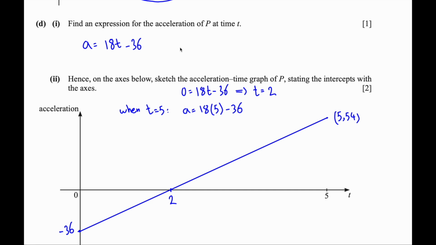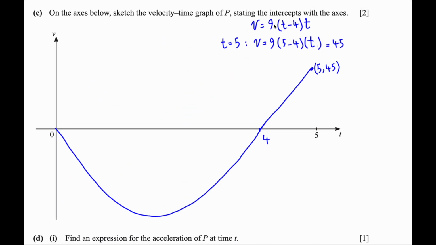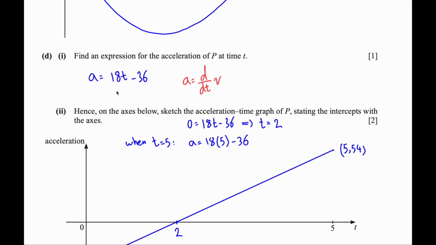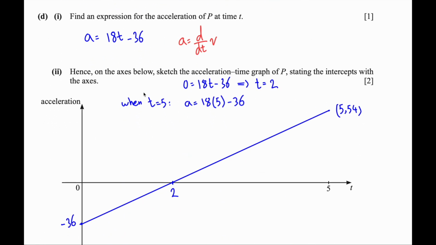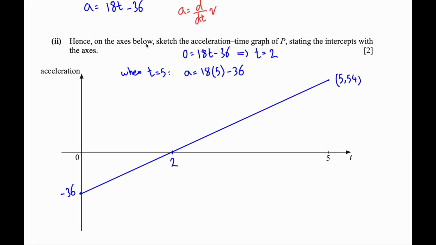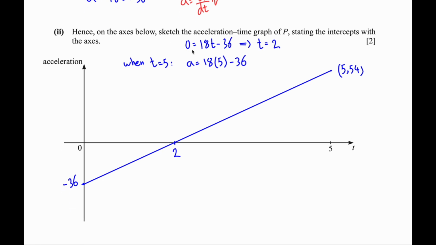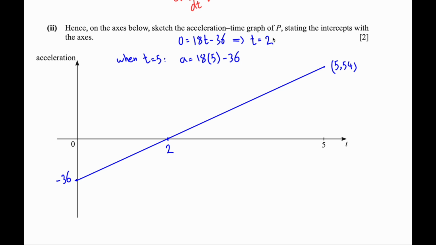So acceleration can be found by taking the derivative of the velocity function with respect to time. And as you can see here, if this is my velocity function, which is 9t squared minus 36t, and you take the derivative, you get 18t minus 36, as stated here. And lastly, I have to sketch this acceleration versus time graph for particle P.